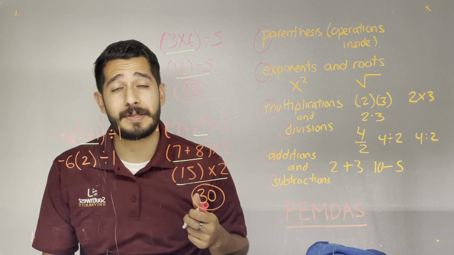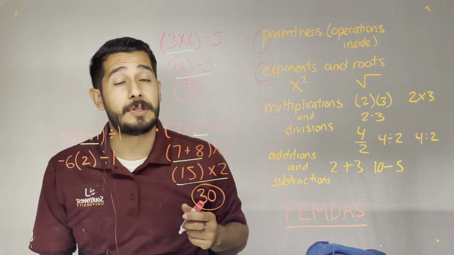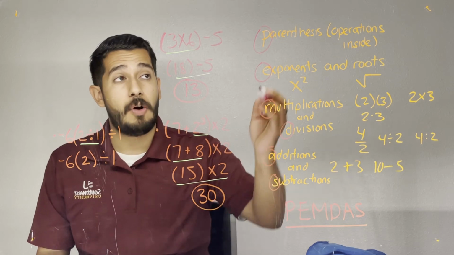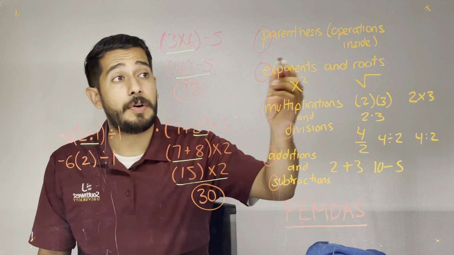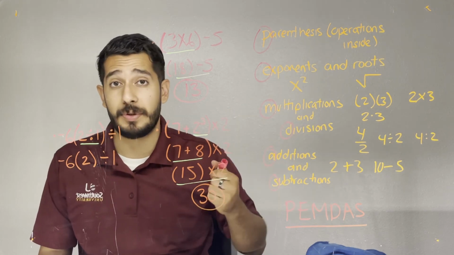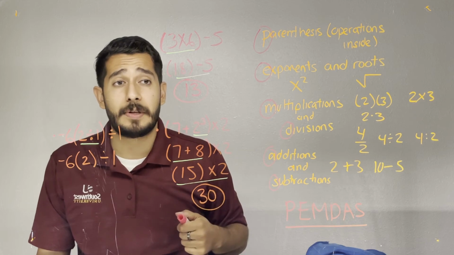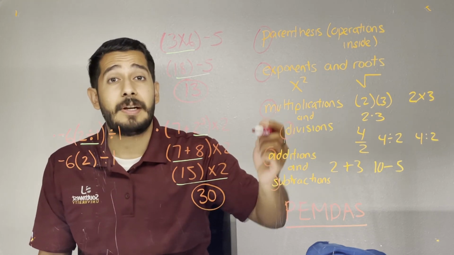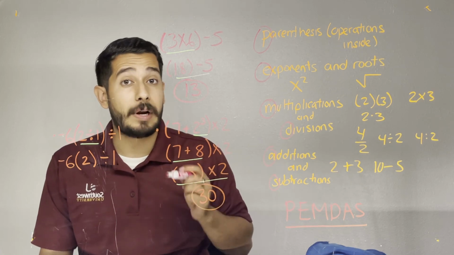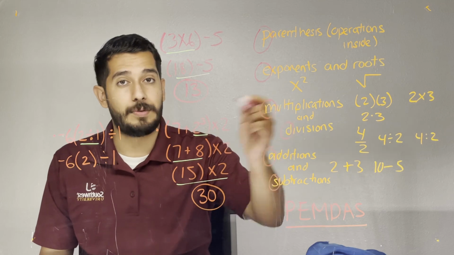If we follow PEMDAS, we're going to understand that the next thing to do are going to be multiplications and divisions. We don't have any more operations inside a parenthesis. We don't have any exponents or roots. So the next thing to do are multiplications and divisions. Remember that these belong to the same family, so they have to be done left to right. Whatever happens first, multiplications or divisions, left to right.